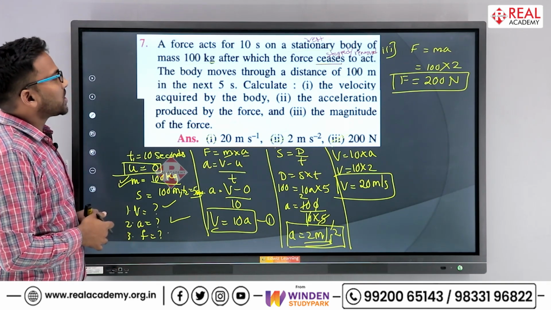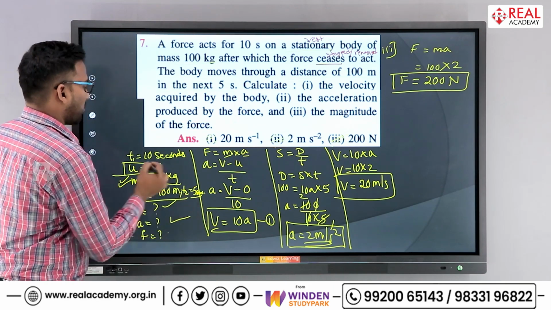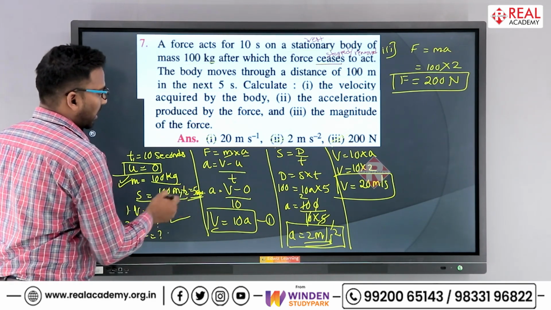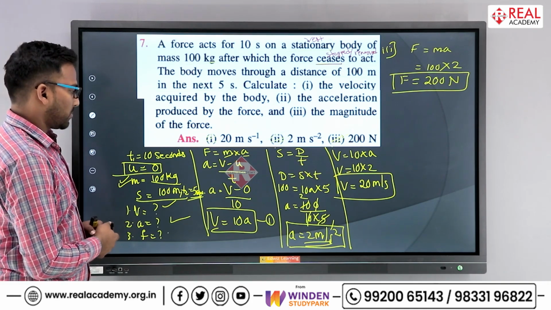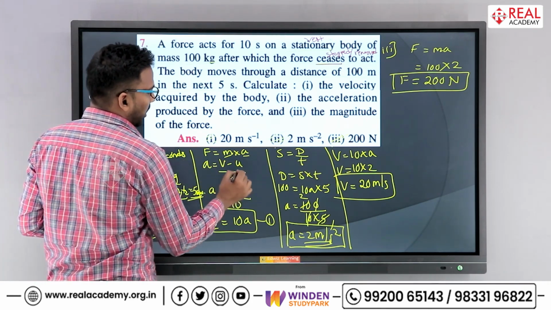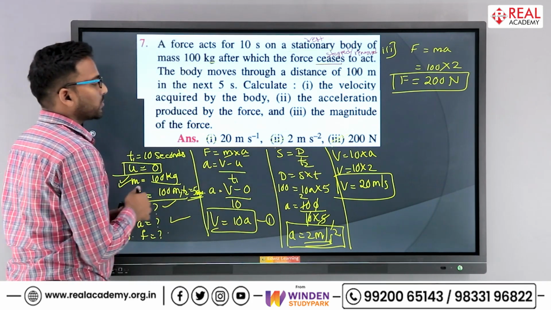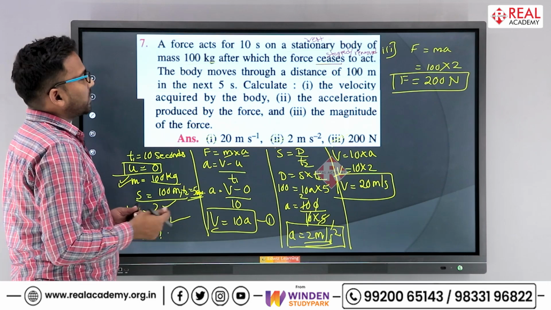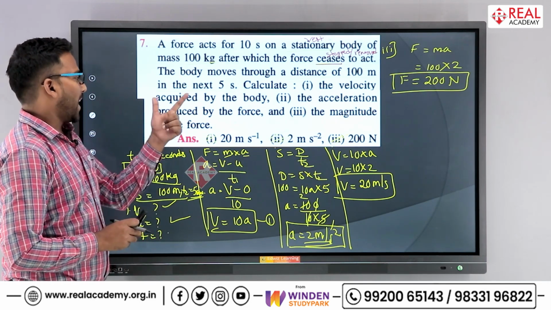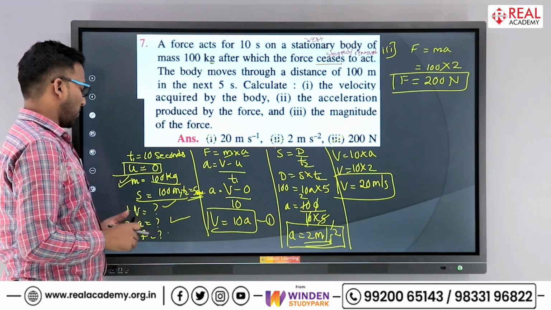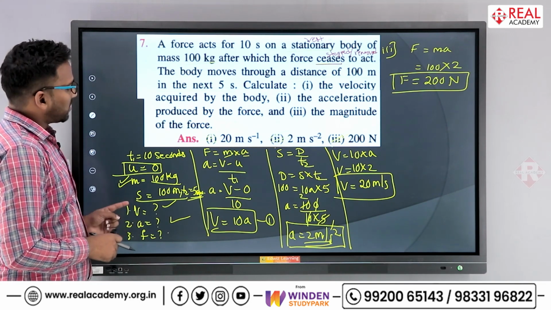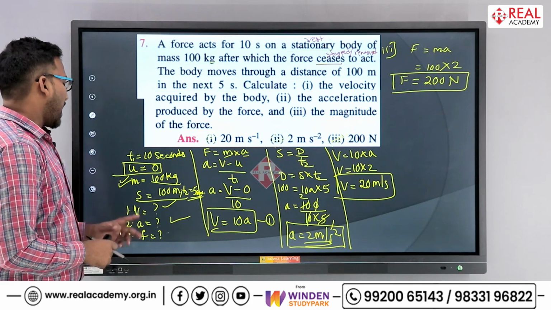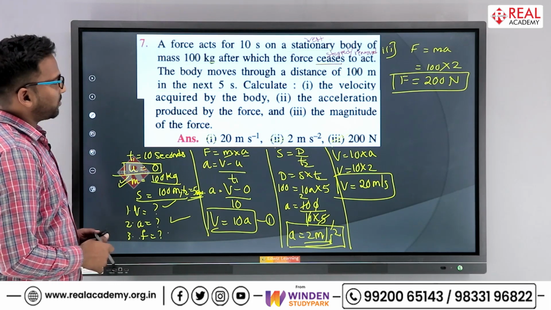The body moves through a distance of 100 meter. We have taken that distance as 100 meter in the next 5 seconds. So we have taken T2 as 5 seconds, right? So here is T1 and here is T2. Then they are asking us to find three things: the velocity acquired, the acceleration produced by the force, and the magnitude of the force. So the velocity is represented by V, acceleration by a and force by F.